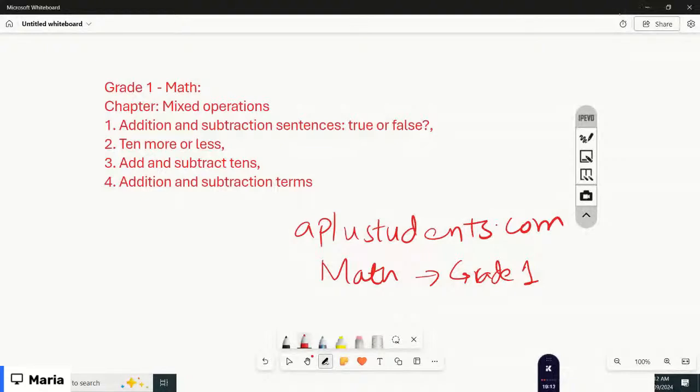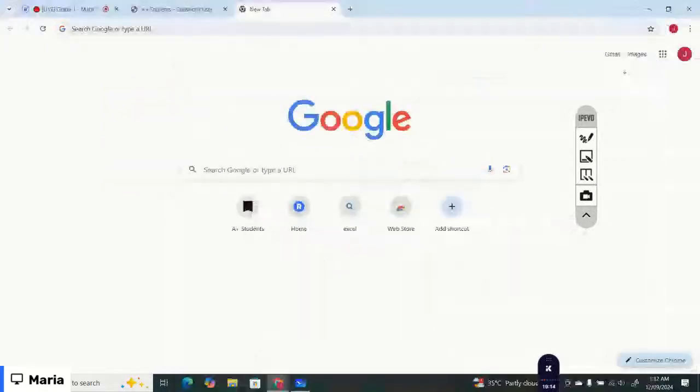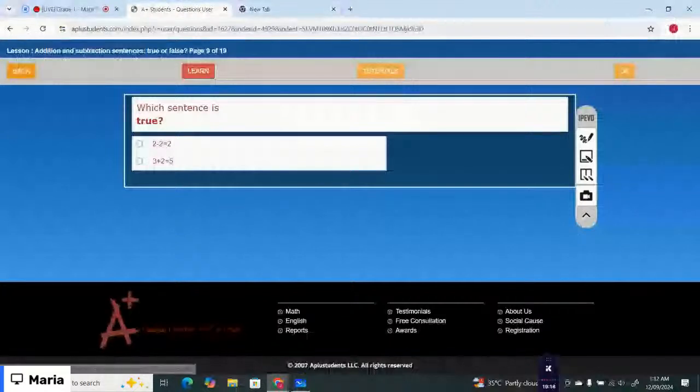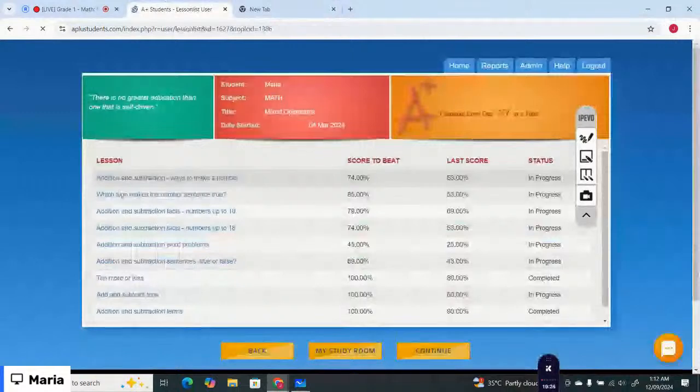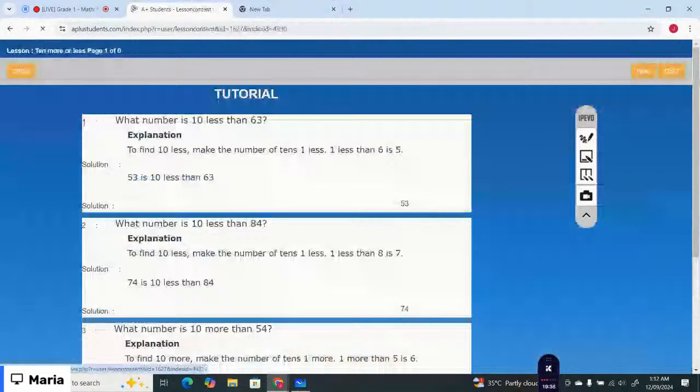Okay, so we're going to start with the next lesson. The next lesson is 10 more or less. Let's just start with the next lesson.